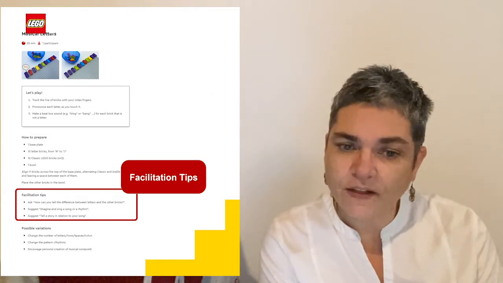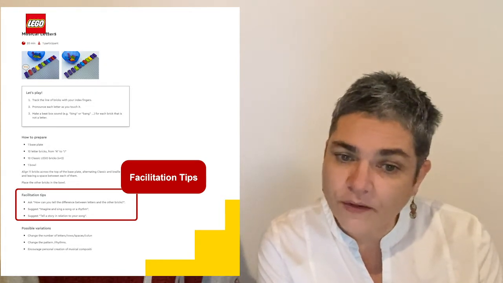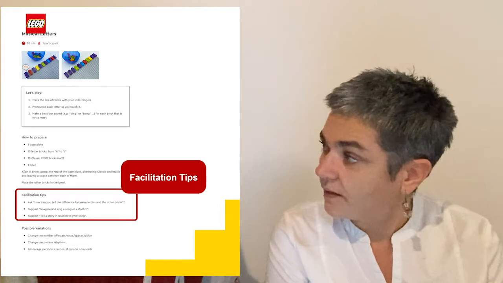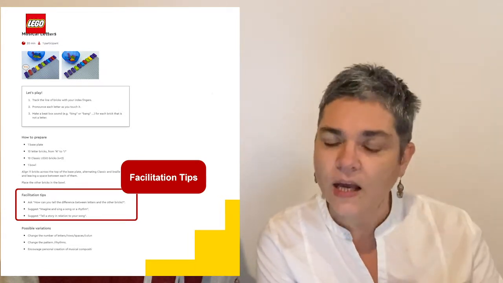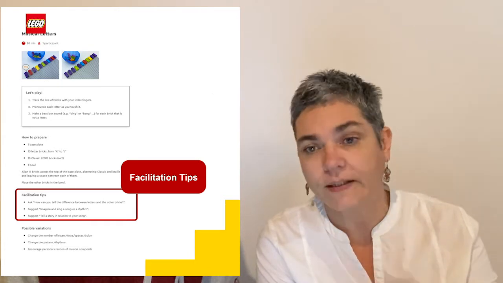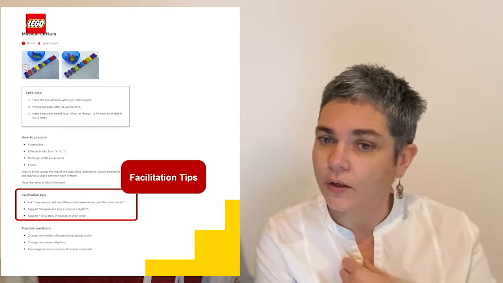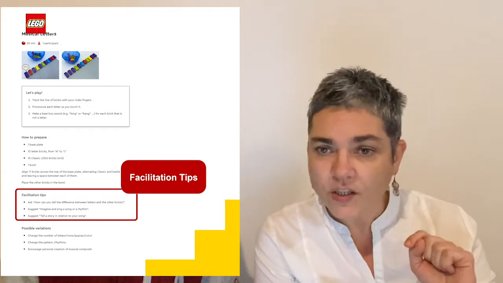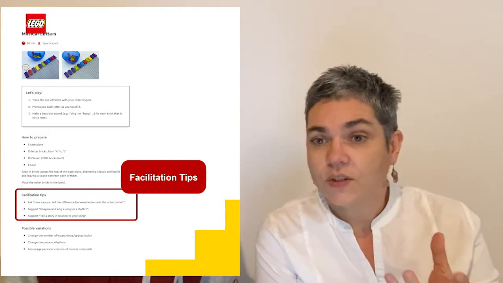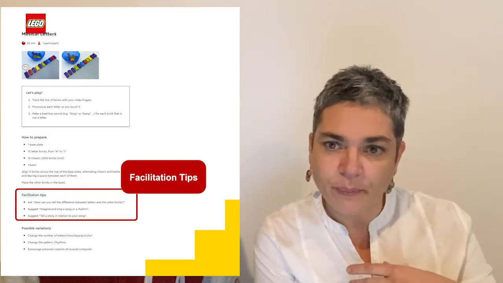For example, the first facilitation tip is to ask how can you tell the difference between letters and the other bricks. That can be interesting for them to express how they recognize that it is a letter or it is a classic brick. Then you have: suggest to imagine and sing a song or a rhythm, because here it was a bit boring, but maybe he wants to sing something, to imagine something else than bing, another sound. So that's how they want. And also suggest to tell a story in relation to your song. So that's different kinds of tips. You can have a lot more and imagine your own.